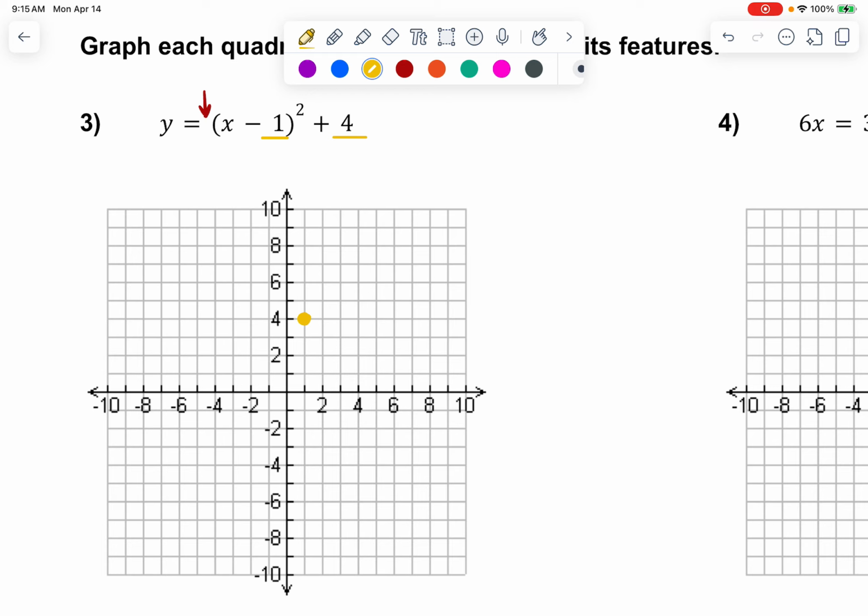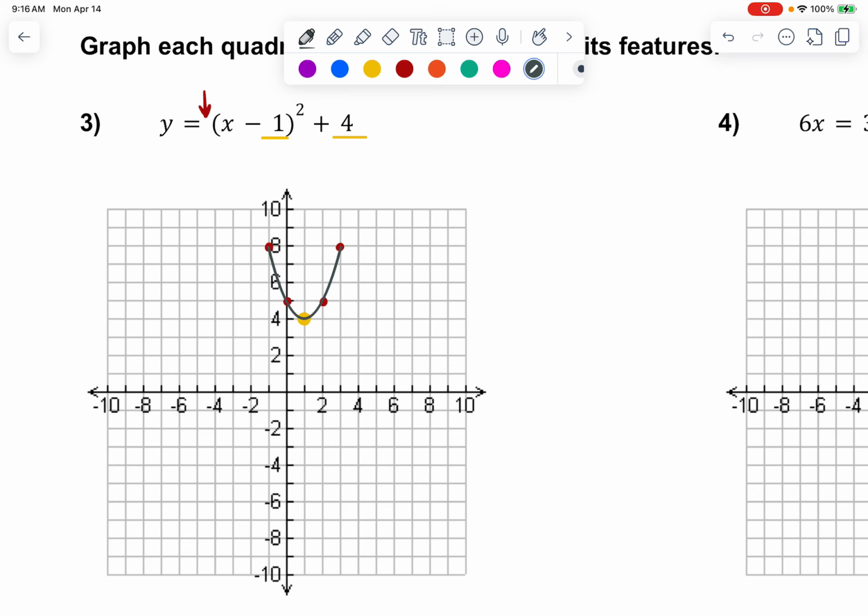Now, because the a value is 1, that means our parent function movement is going to remain the same. So over 1, up 1, over 2, up 4, and then I can get his little reflection buddies in there. Sorry. There you go. And then here. And that's going to be our nice, pretty parabola. Hopefully. See if it'll do a nice pretty one for me here. It is not. Yikes. You know what? I'm just going to put it on those points.